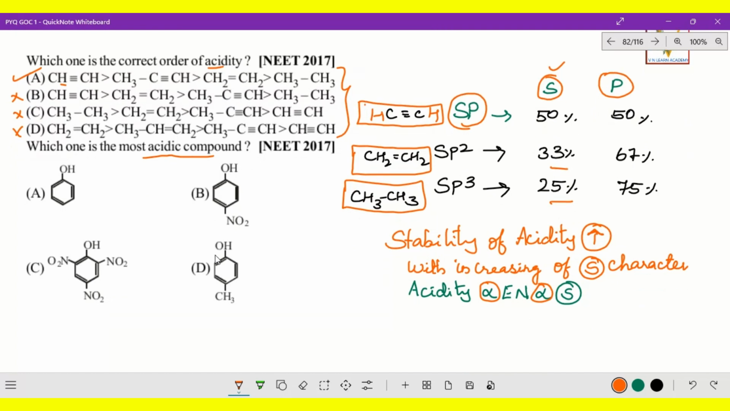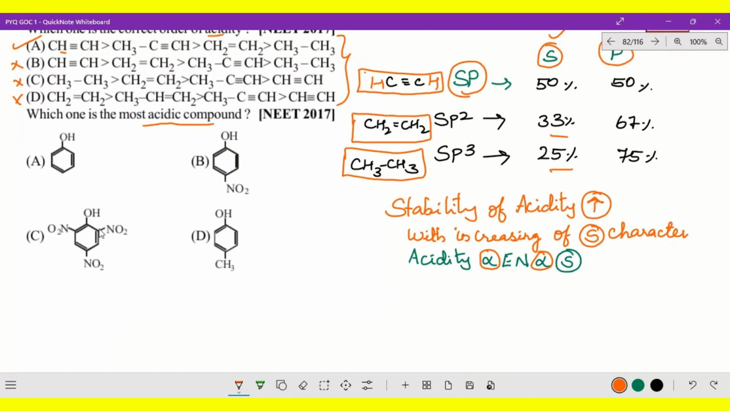And the next question is also the same: most acidic compound, they are asking about acidic strength. As you see in this question, you will identify this is phenol, paranitrophenol, 2,4,6 trinitrophenol, that is picric acid, and this is paratoluene, right? So which is the correct option? Just now I mentioned stability is directly proportional to acidic strength.